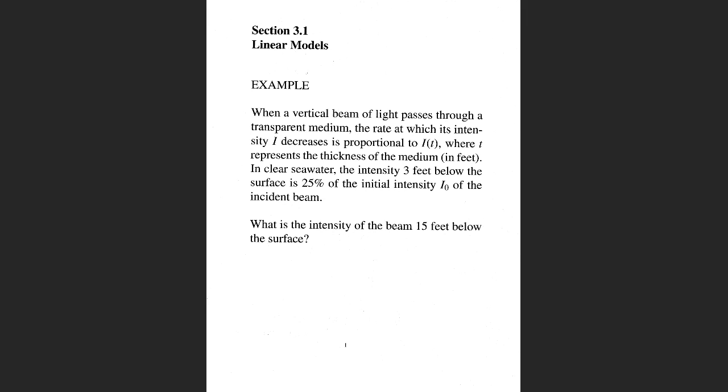And in this problem, you have a vertical beam of light that passes through a transparent medium. When that happens, the rate at which the intensity I decreases is proportional to the intensity at the time t, where t represents the thickness of the medium in feet. Okay, so in clear seawater, we're given here an initial condition. In clear seawater, the intensity 3 feet below the surface is 25% of the initial intensity of the incident beam.